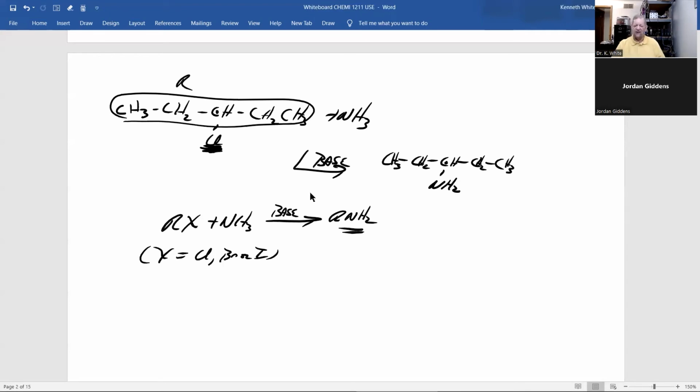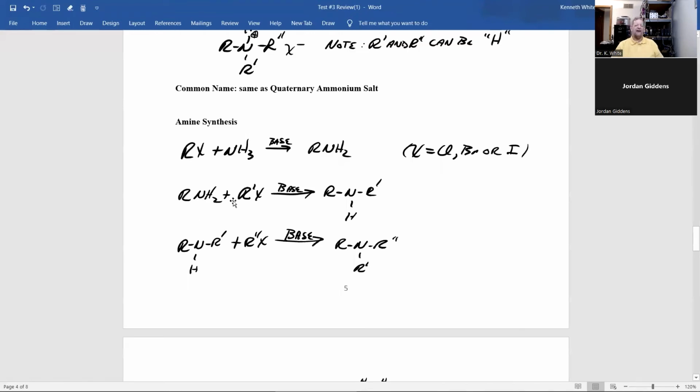And that's how you do it. And you made a primary amine. Now, if you take a primary amine, react with an alkyl halide and base, you make a secondary amine. If you take a secondary amine, react with an alkyl halide, you make a tertiary amine. And remember, what you're seeing on the screen is available in D2L in the lecture folder, named Test Number 3 Review.